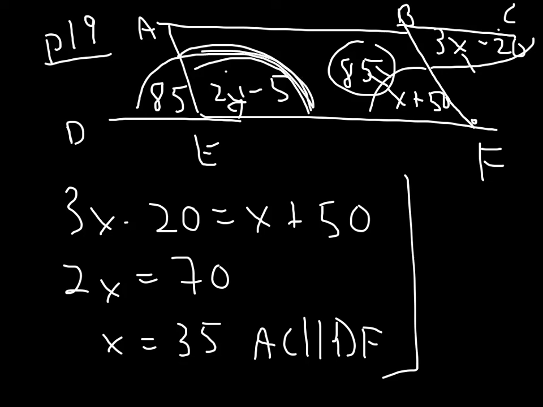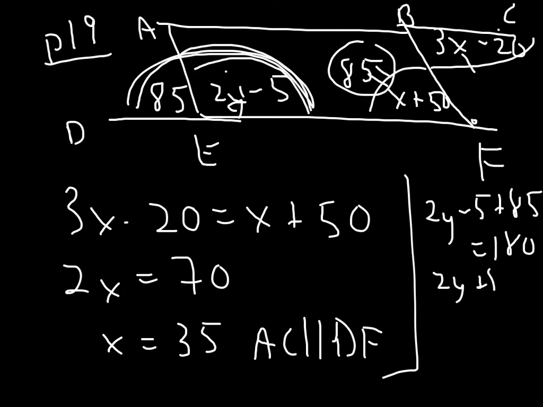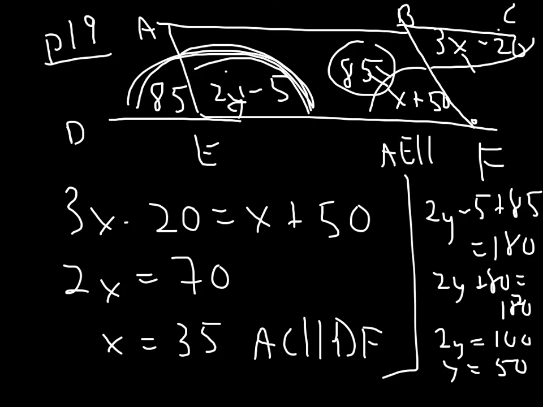By either linear pair over here, or by same side interior angles as supplementary, your equation is going to be 2y minus 5 plus 85 equals 180. Combine like terms, it's 2y plus 80 equals 180. I'm trying to squeeze this in. So 2y equals 100 and y equals 50. And if that's true, then as I'm running up here at the top, AE would be parallel to BF.